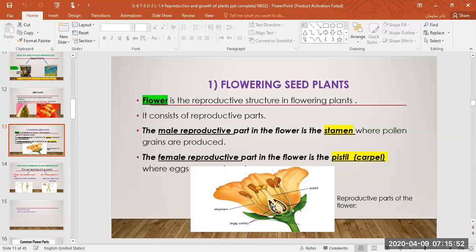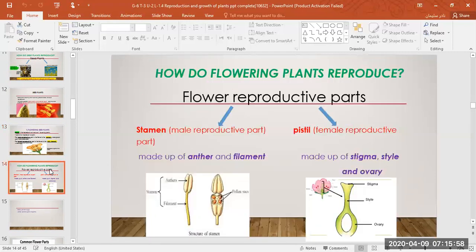Let's speak more about these reproductive parts of the flower. If we speak in detail about them, we can say that the stamen, the male reproductive part, is made up of parts. Okay, so if we look at the structure of the stamen, we can observe that there are 2 parts.